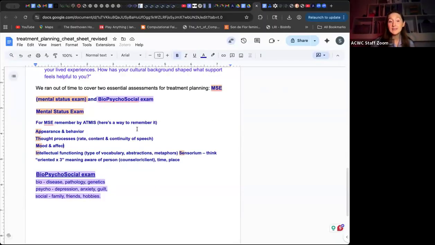Okay, and then the last one is sensorium. The S in ATMSS is sensorium. I think of sensorium like oriented times three. That's how I remembered it for my exam, because there are three main things the person will be aware of if they have a good sensorium going on. They're going to be oriented to time, place, and person.